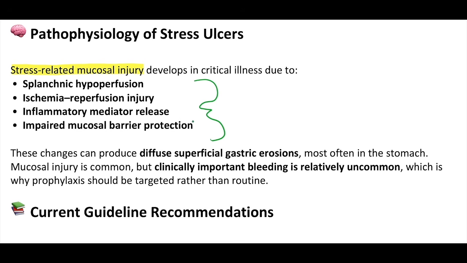Inflammatory mediator release, right? When we're sick, we get inflammatory mediators. Some of that is local to the GI tract and can cause mucosal injury. And then impaired mucosal barrier protection. Your mucosal surfaces have a barrier, right? They're kind of exposed to the outside world.